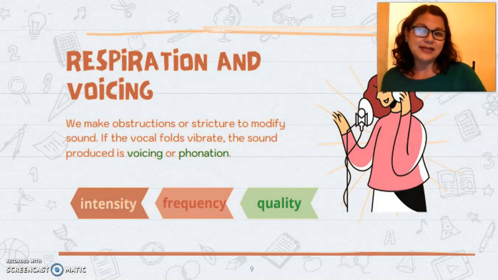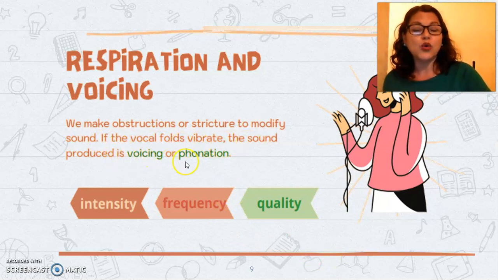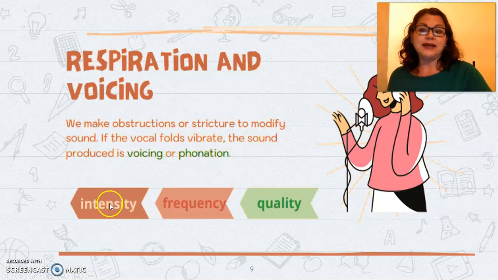Respiration and voicing. We make obstructions or structure to modify sound. If the vocal folds vibrate, the sound produced is voicing or phonation. It has intensity, frequency, and quality. Okay?